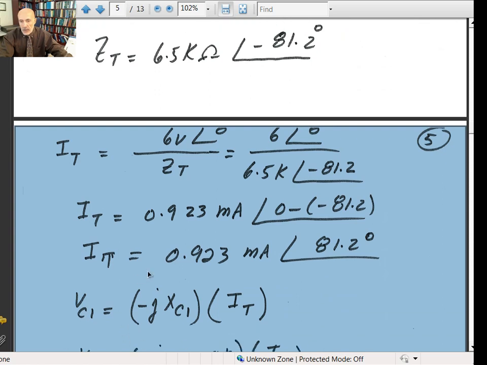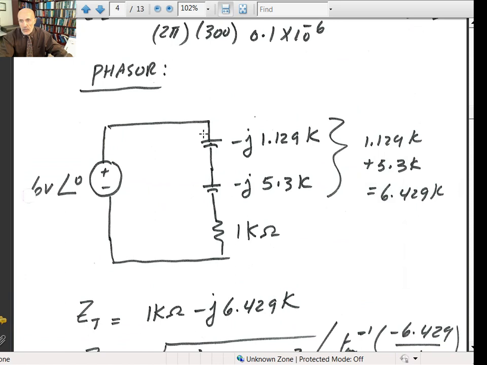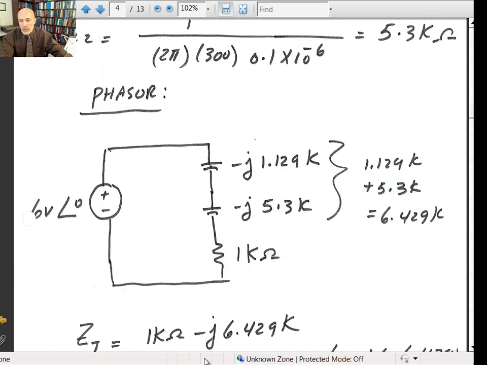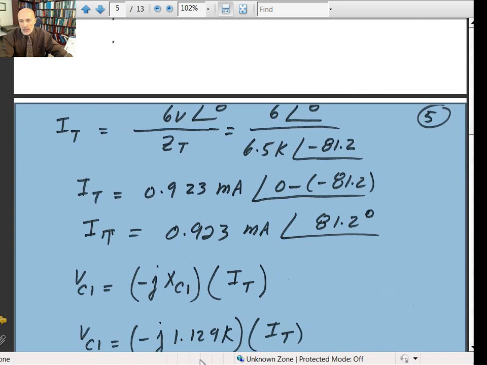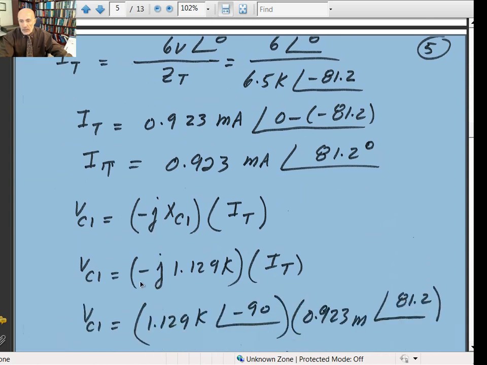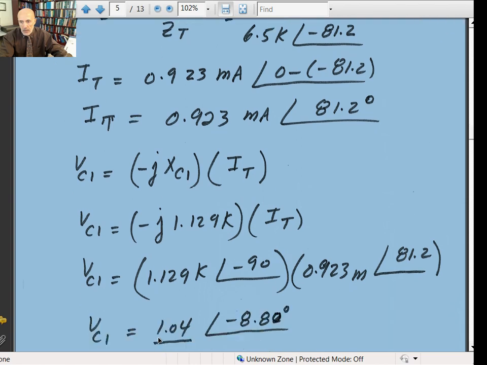Once you calculate the I total, the voltage across each cap would be equal to the current multiplied by its reactance. But again, you need to take care of the minus J in there. Minus J is minus 90 degrees. Plus J is plus 90 degrees. So put it in phasors, and I total you already calculated. K and milli will cancel out. That gives you about 1.04 at minus 90. When you multiply phasors, remember you add the phase angles: minus 90 plus 81.2 gives you minus 8.8.